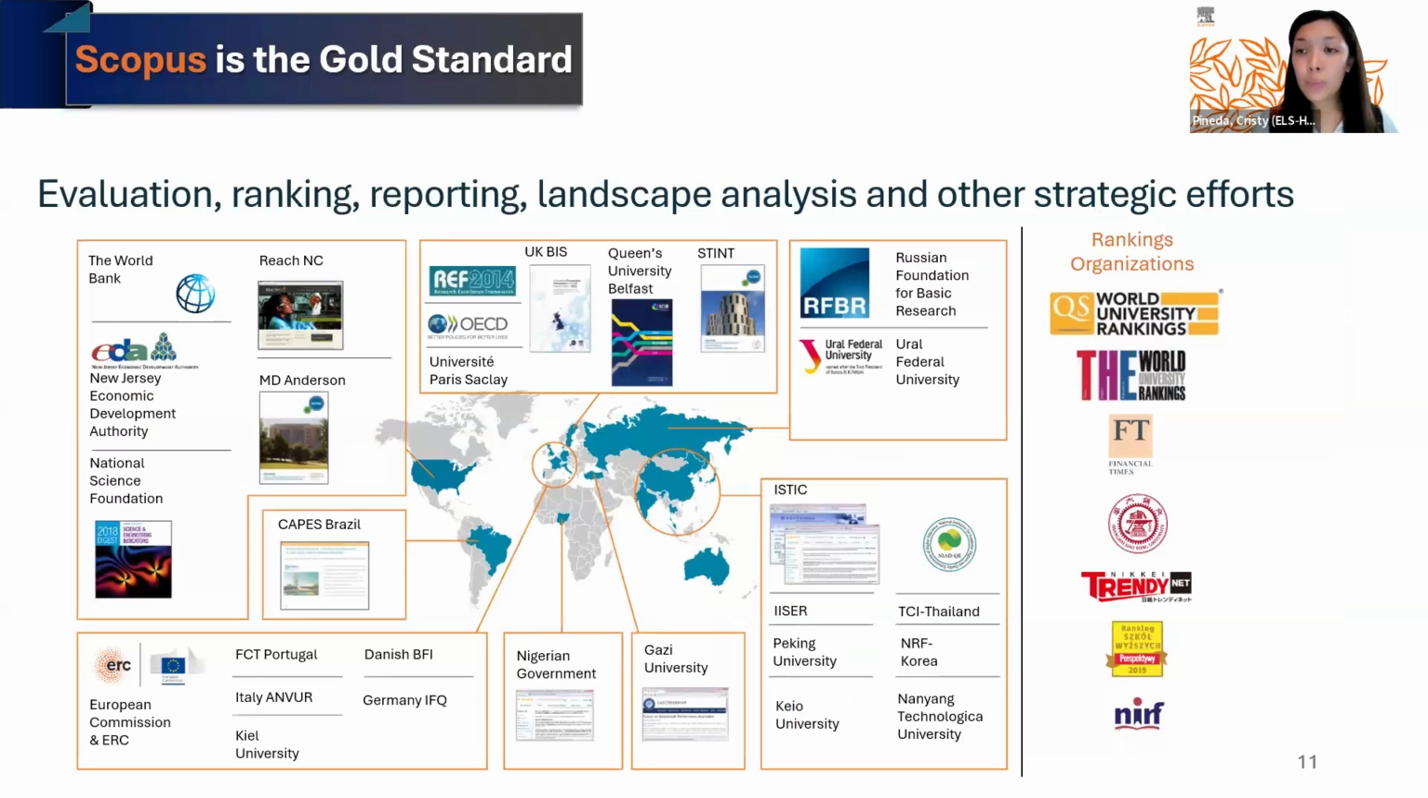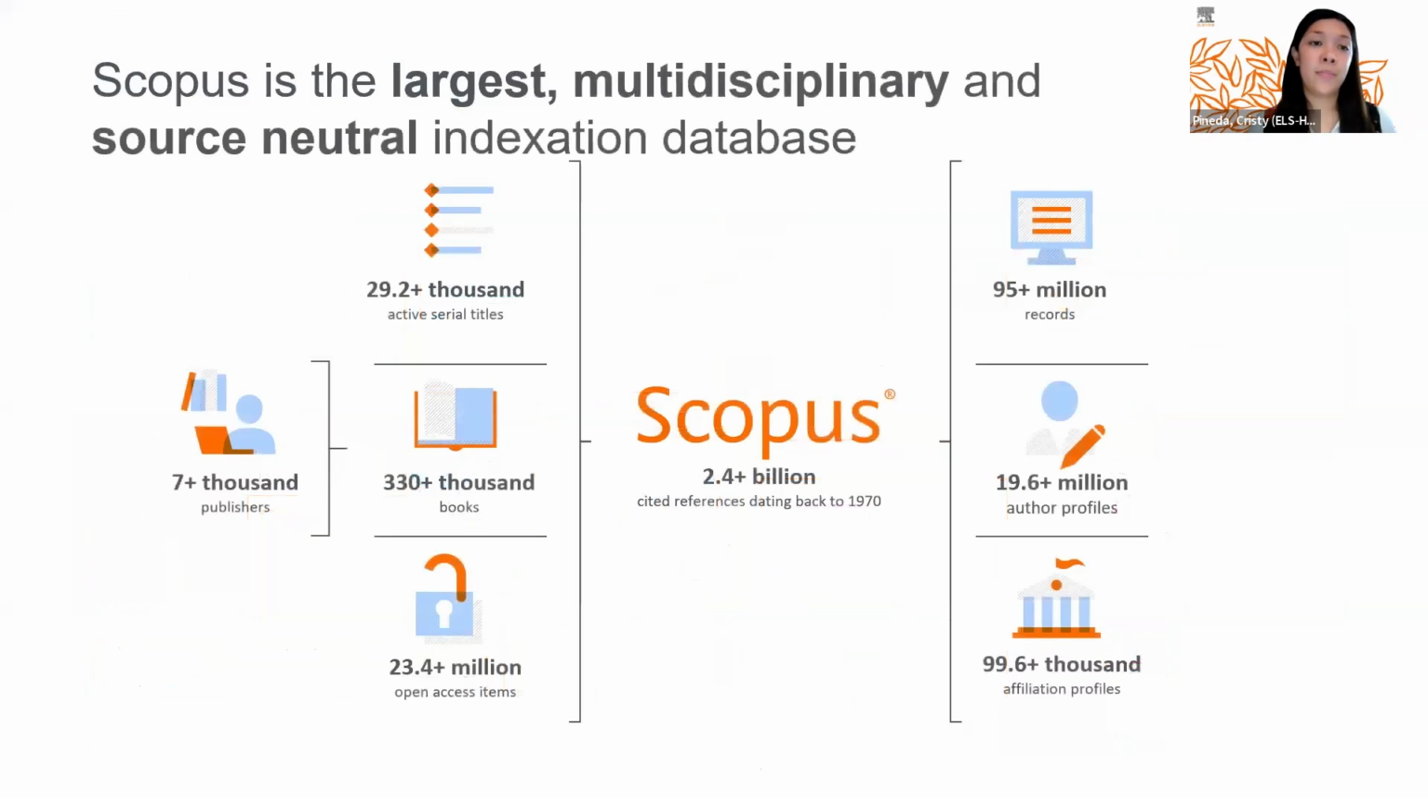Scopus remains to be the gold standard for research. In fact, the data that is being used by top-ranking organizations such as QS and THE comes from Scopus. Scopus remains to be the largest multidisciplinary source-neutral indexation database.